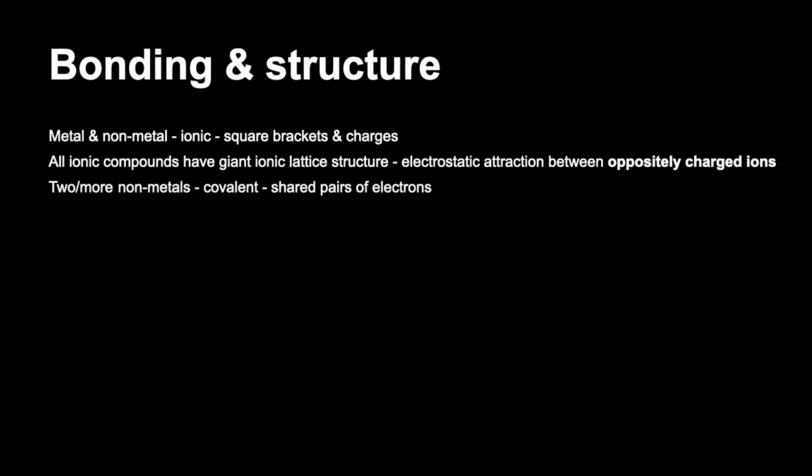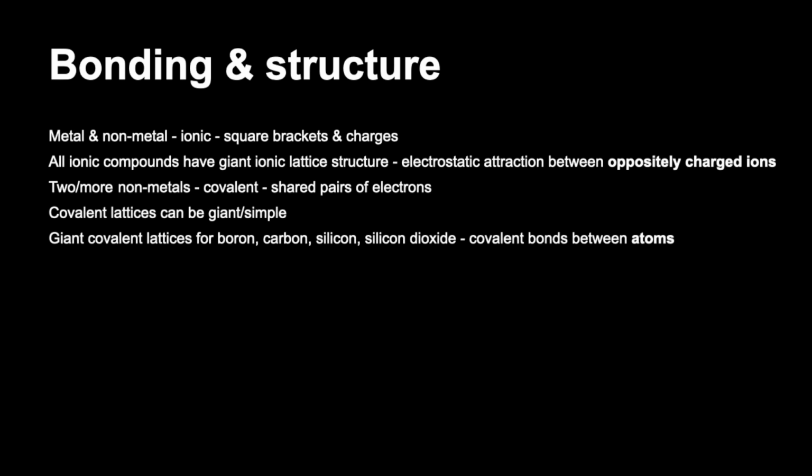If you've got two or more non-metals, it's going to be covalent. So they're all held together by shared pairs of electrons. So in terms of structure, covalent lattices can be either giant or simple. So starting with giant covalent lattices, just a small number of substances have these. So boron, carbon, so diamond and graphite, silicon and silicon dioxide. And in those structures you've got covalent bonds holding the atoms together.